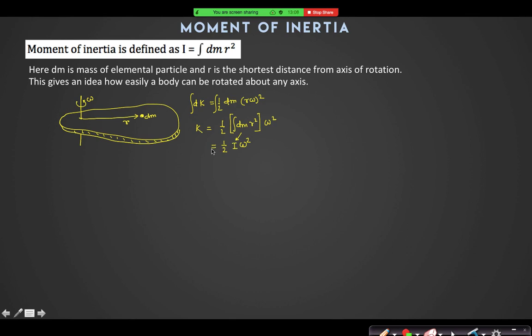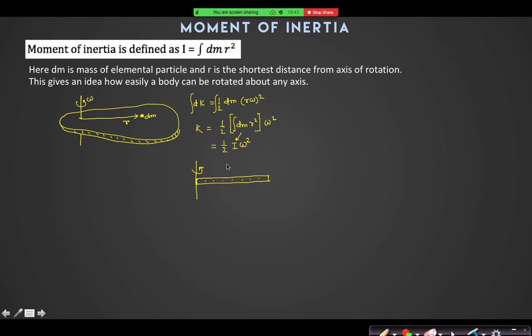I have given you one example of the pen. If you are holding that pen at its end, then you can see that the rotation is not easy. Why is the rotation not easy? Because the particles, the dm masses, are away from the axis of rotation. The more the particles are distributed away from the axis of rotation, the more will be this integration value, because of dm into r square; the more the value of r, the more the integration.